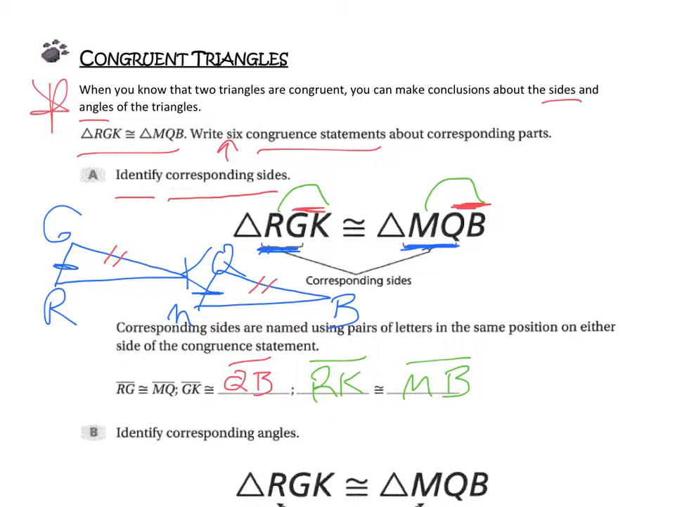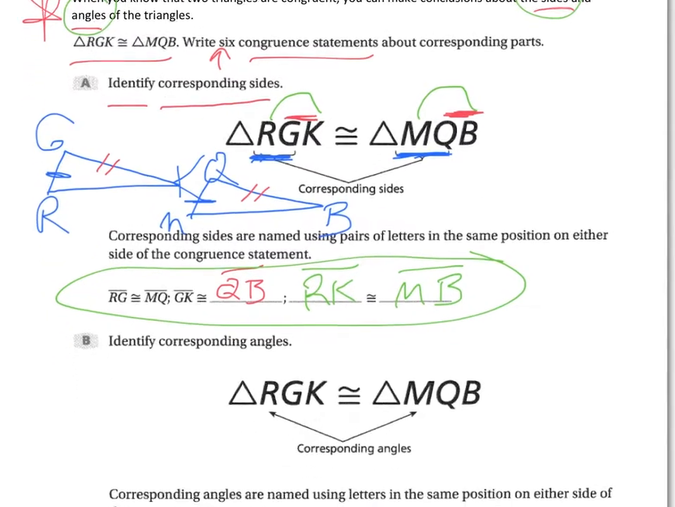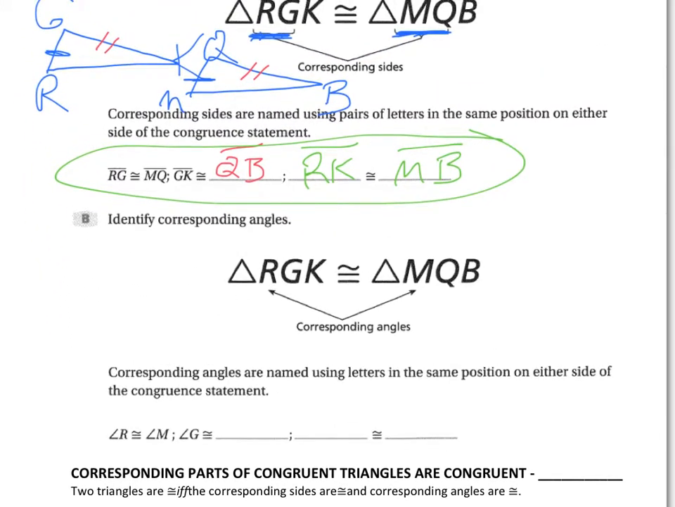Again, the important thing is making sure that when we name congruent triangles, the corresponding parts are congruent. So those are 3 congruent statements that we can make based on the sides. Now again, we can also do that with the angles. Corresponding angles are named using letters in the same position on either side of the congruent statement.